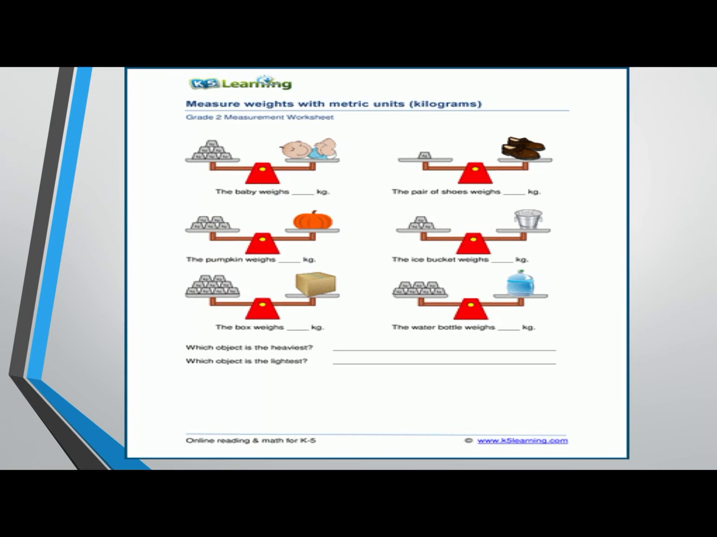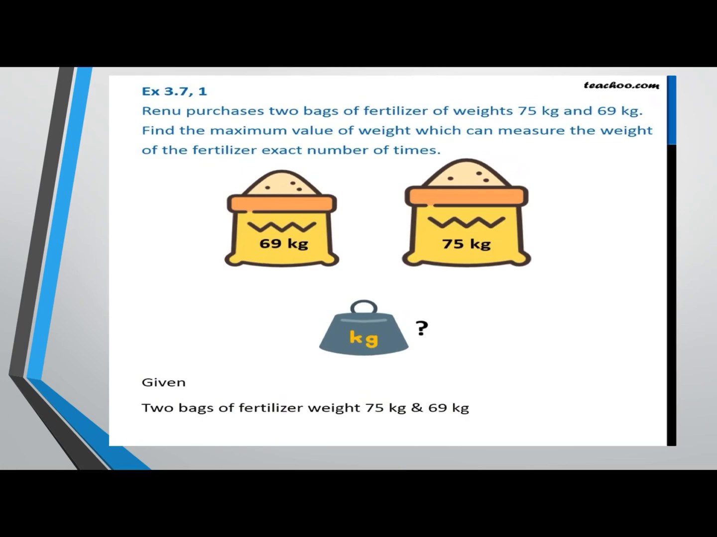This is a water bottle, and the water bottle is kept on one side of the balance and on the other side the weights of 1 kg are put. Look at how many: 1, 2, 3, 4, 5, 6, 7. So there are 7, isn't it? So 7 weights of 1 kg are there. That means the water bottle weighs 7 kg. So it's a very good, interesting worksheet for you. You can understand how to measure the weight of an object.